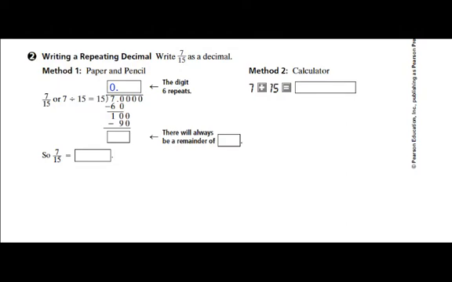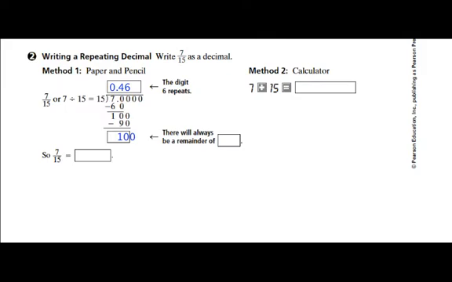15 goes into 70 4 times. 4 times 15 is 60. Subtract, we get 10. Bring down the 0. 15 goes into 100 6 times. 6 times 15 is 90. We subtract again and get 10. We bring down the next 0.